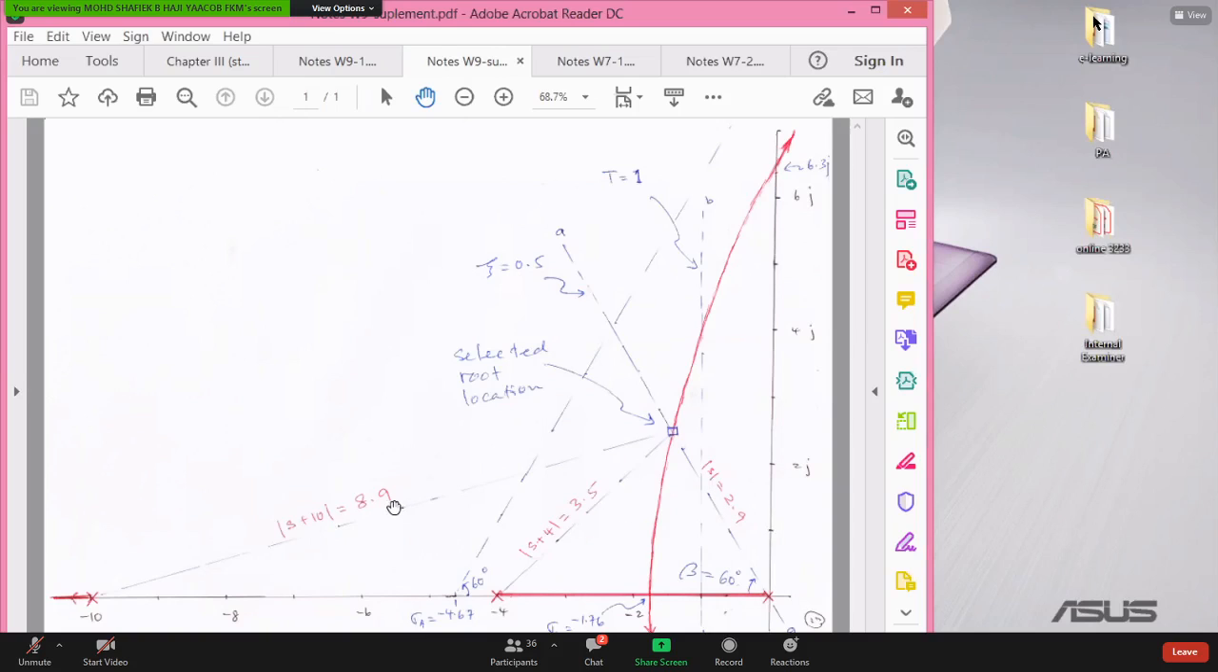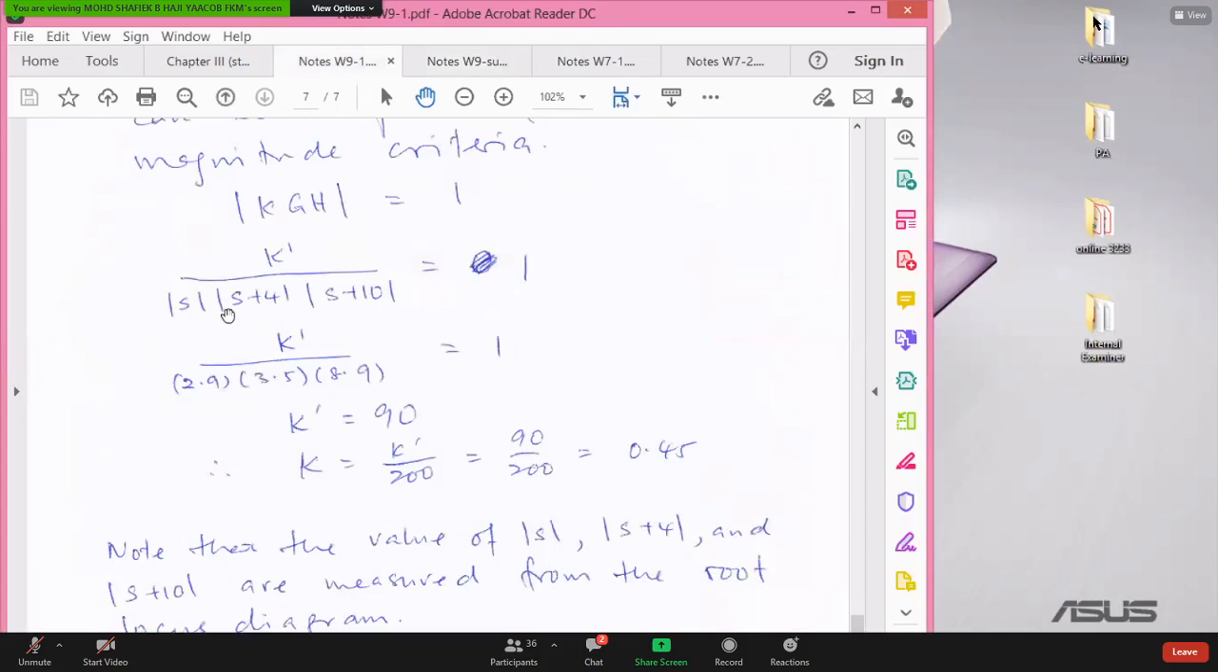So with all these values available, you can now calculate your gain K. So this is s 2.9, s plus 4, 3.5, s plus 10, 8.9. These values are from your drawing, your diagram. You measure that using a ruler. And from there, this must satisfy the magnitude criteria, which is equal to 1. Then you can compute K prime, approximately 90. And from there, you can compute K, which is equal to 0.5.